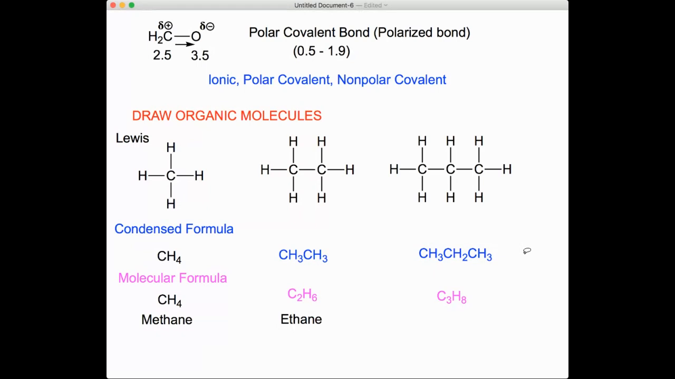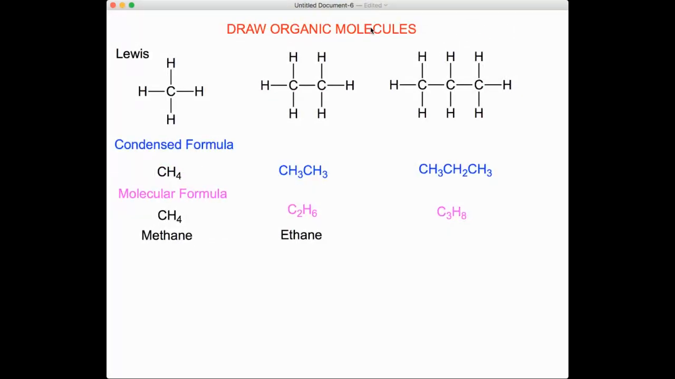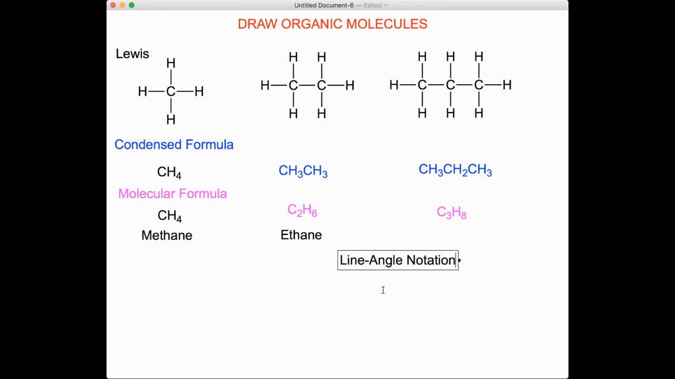I'll show you an example now where you will see how different it could be. And more importantly, I'm going to add something new here, which is something we call in organic chemistry the most common way of drawing organic molecules, line and angle notation. That's the name. I'm going to add it over here.